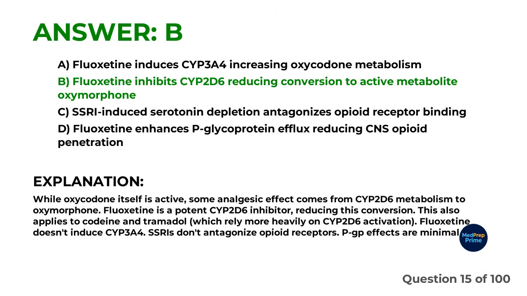Correct answer, B. While oxycodone itself is active, some analgesic effect comes from CYP2D6 metabolism to oxymorphone. Fluoxetine is a potent CYP2D6 inhibitor, reducing this conversion. This also applies to codeine and tramadol, which rely more heavily on CYP2D6 activation. Fluoxetine doesn't induce CYP3A4. SSRIs don't antagonize opioid receptors. PGP effects are minimal for oxycodone CNS penetration.